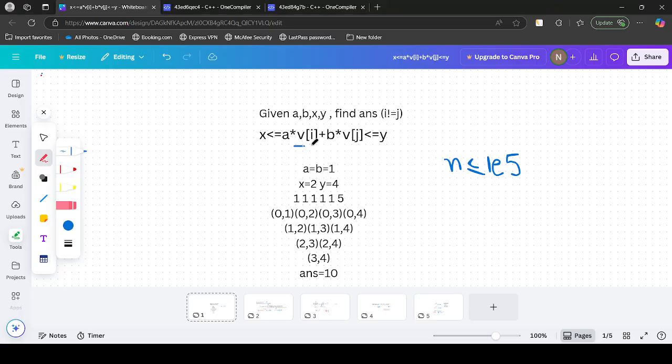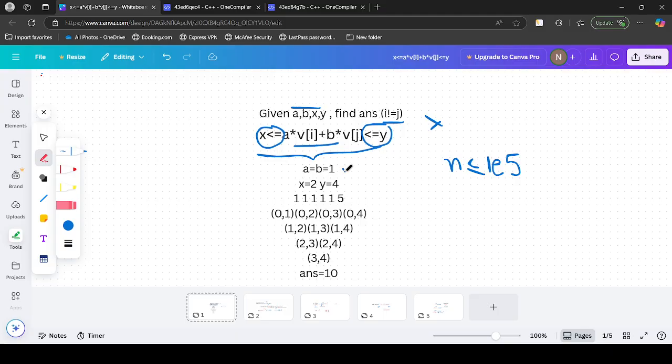Given a vector of size n and four variables a, b, x, and y, we have to find the number of pairs that satisfy the condition: the sum of a times v[i] plus b times v[j] lies in the range x to y. So x is less than or equal to the sum, and the sum is less than or equal to y. And we have to find the different pairs. That means the same index cannot be considered twice.